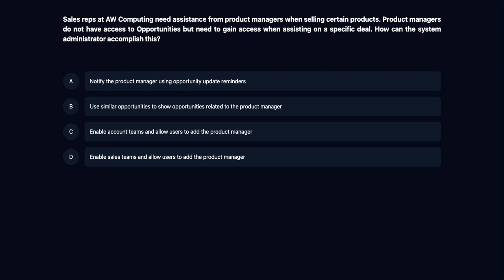A. Notify the product manager using opportunity update reminders. B. Use similar opportunities to show opportunities related to the product manager. C. Enable account teams and allow users to add the product manager. D. Enable sales teams and allow users to add the product manager.